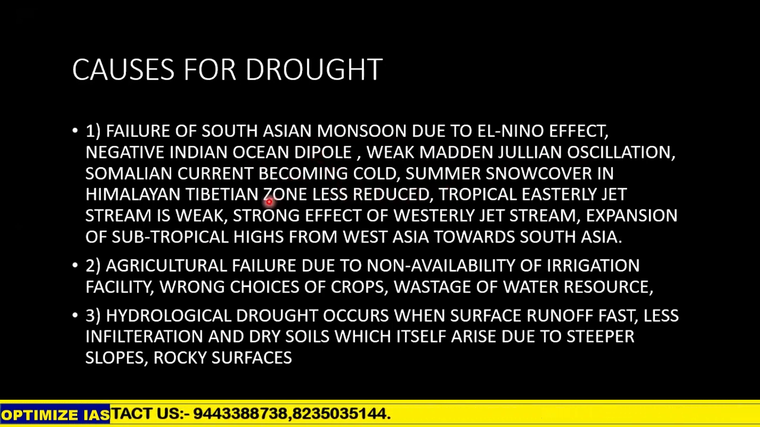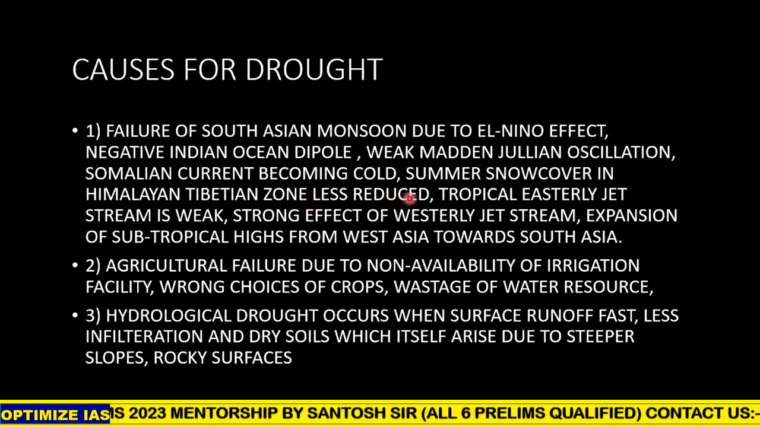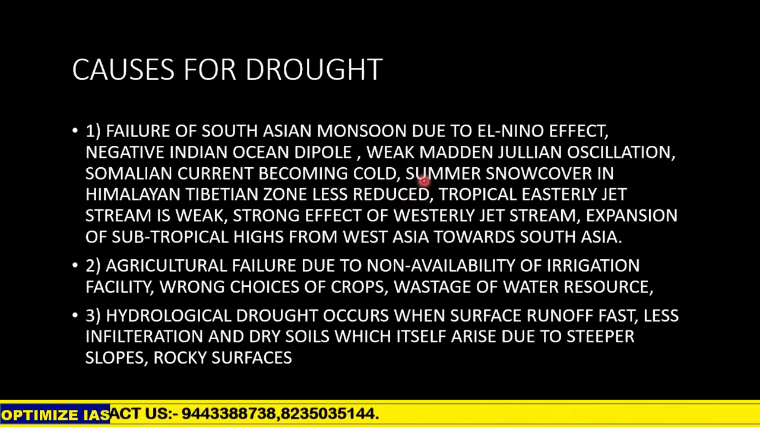Even the snow cover in the Himalayan Tibetan zone matters. During the summers, what happens? In the Himalayan Tibetan zone, the third pole, the snow cover gets reduced. Now, what happens if the amount of snow cover there is less reduced? As a result, pressure is not getting lower there. So low pressure over the Himalayan Tibetan zone is not intensified because of the presence of snow. So that also weakens the southwest monsoon.